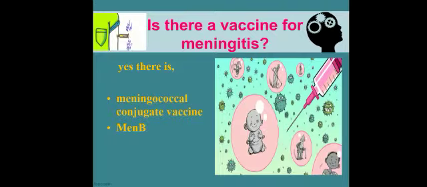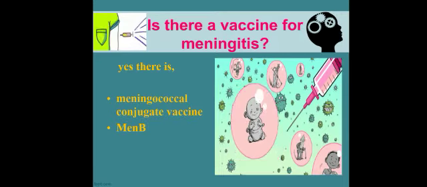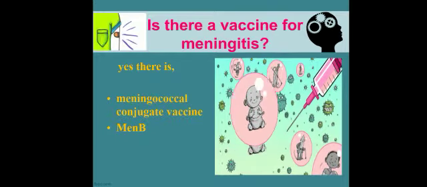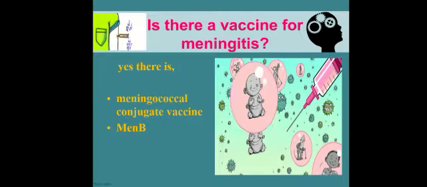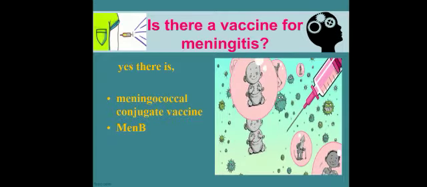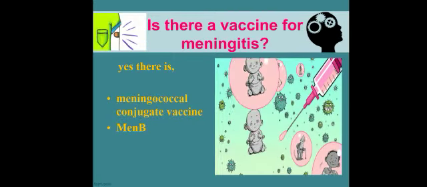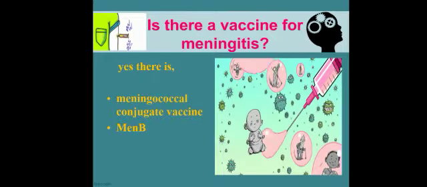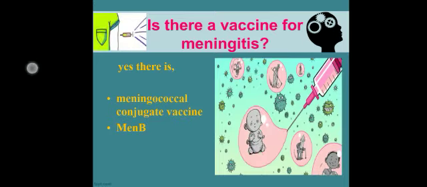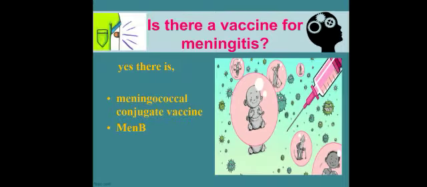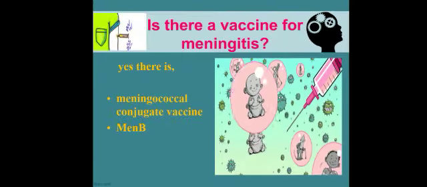So the question is, is there a vaccine for meningitis? And the answer is yes, there is. There are 2 primary vaccines for meningitis of bacterial causes, and I'm discussing only these 2 here. Other vaccines are also available. These 2 vaccines are meningococcal conjugate vaccine and MenB.